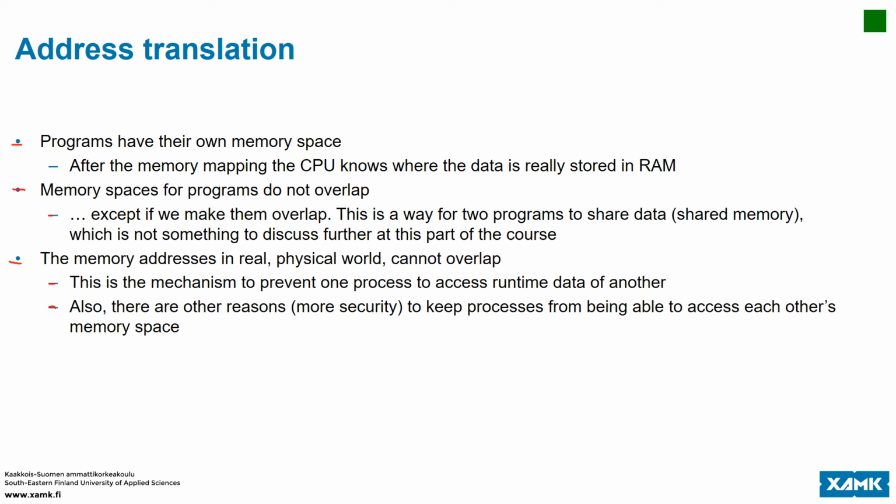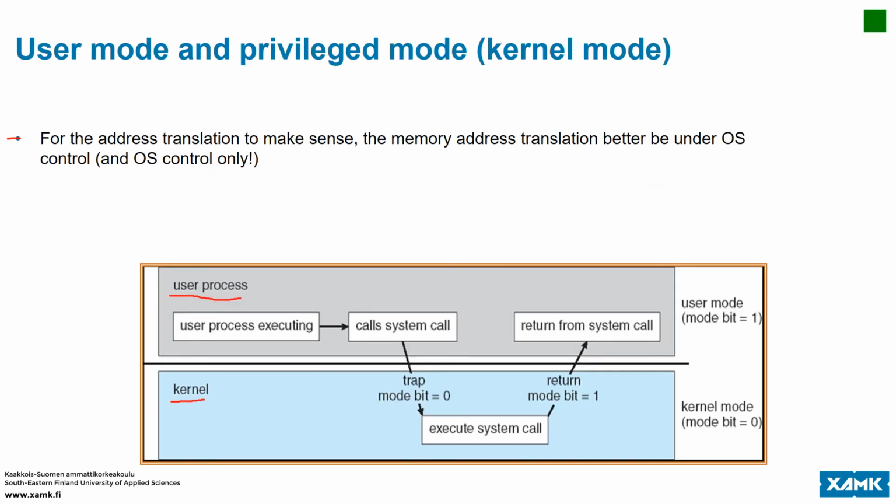Memory addresses in the real physical world cannot overlap. This is the mechanism that prevents one process accessing runtime data of another. And also there are more security reasons to keep processes from being able to access each other's memory space. For address translation to make sense, the memory address translation table needs to be under the operating system's control and the operating system's control only.